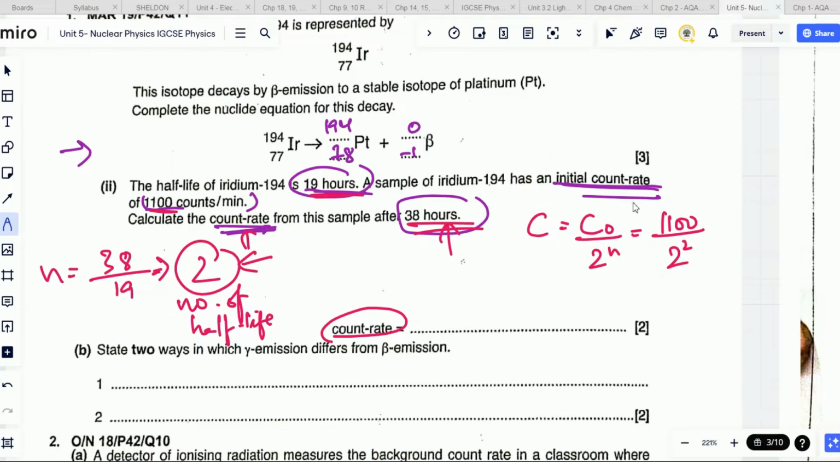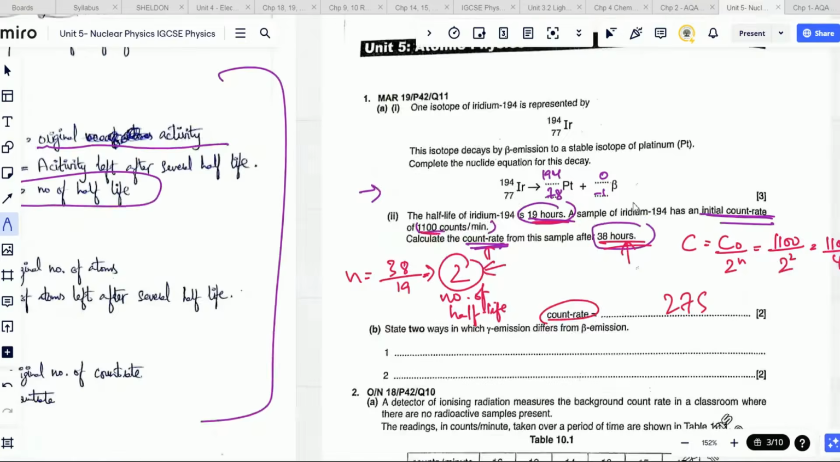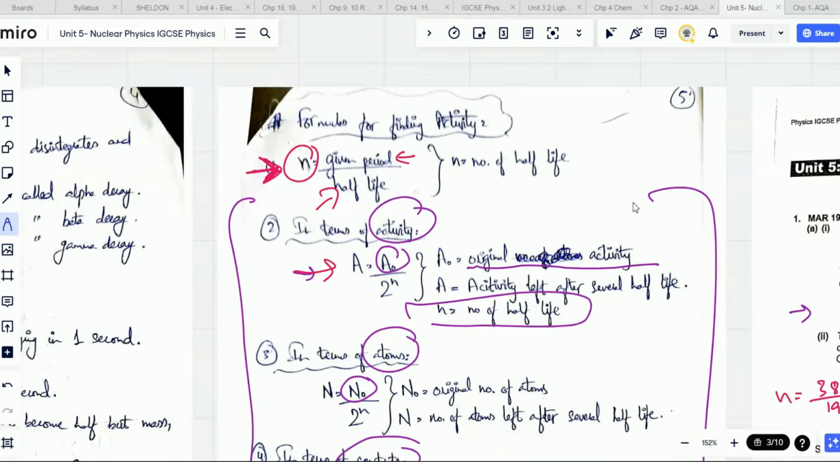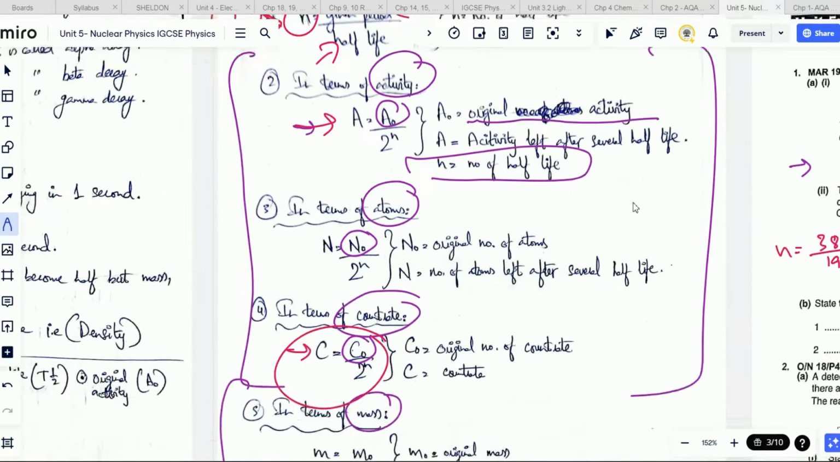Correct. So 2 twos are 4. This is going to be 1100 over 4. What will be my count rate? Calculate this. Let me know. 275. That's it. This is the answer. Easy. So all you have to basically do is just memorize the formulas, and the rest are the same.